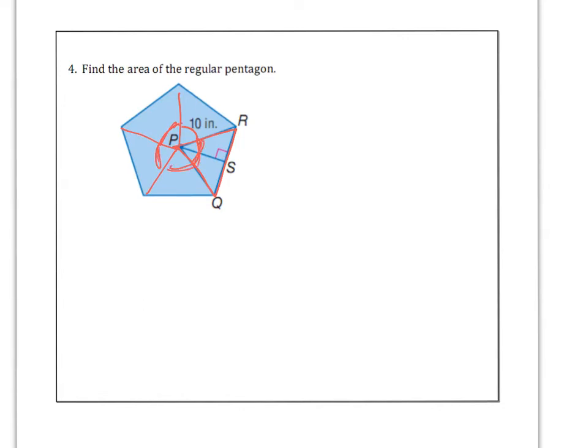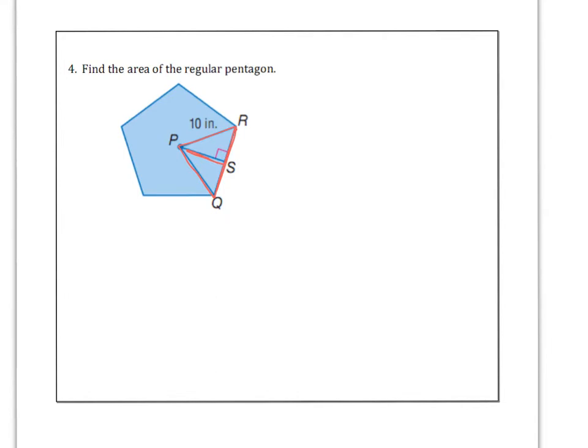So we have 1, 2, 3, 4, 5 triangles. So kind of using the same method, we're going to find the area of a triangle and then multiply by 5 to get our entire area for the pentagon. Okay, so look at the triangle though. This is the base and this is the height of this triangle outlined in red. Do we know either of them, the base or the height? The answer is no. So that's what makes this problem a lot more difficult than the last problem.